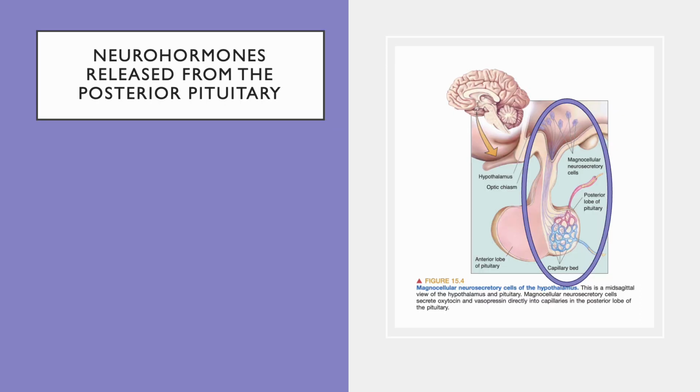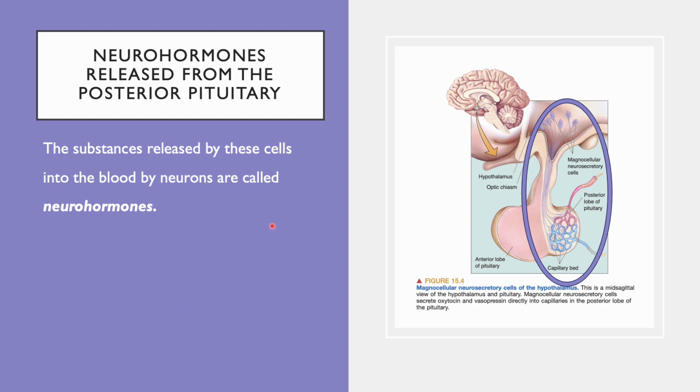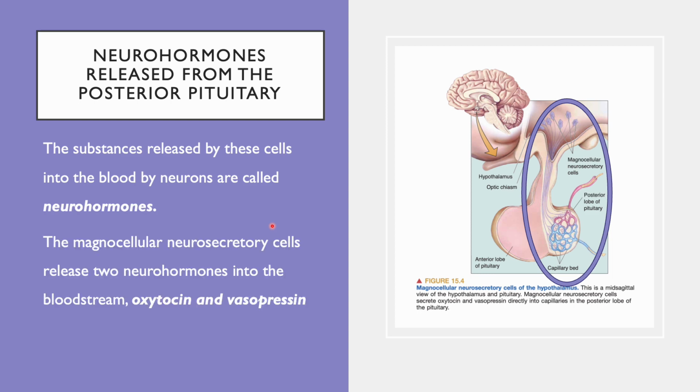So the posterior pituitary is responsible for producing and releasing neurohormones. So these are substances that are dumped into the bloodstream that can help us with many different factors, but there are two that I'm specifically going to talk about, and this includes oxytocin, which is our bonding hormone, and vasopressin. Vasopressin is also known as antidiuretic hormone, and it plays an important role in thirst.